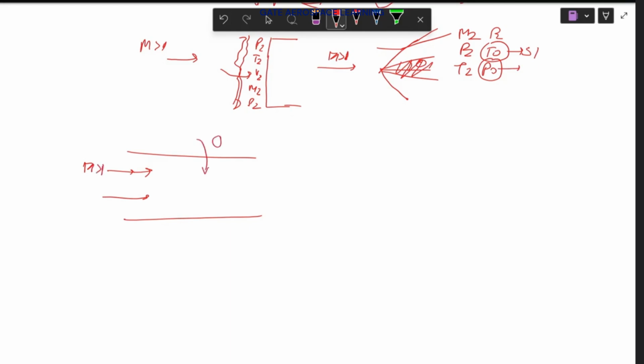So if you add heat to this flow, what will happen at the exit? Similarly, you have a fan of flow. If you consider friction to it, what will happen to the flow at the exit of the duct? That's what we have to discuss.